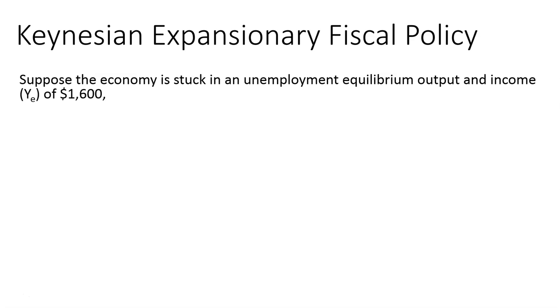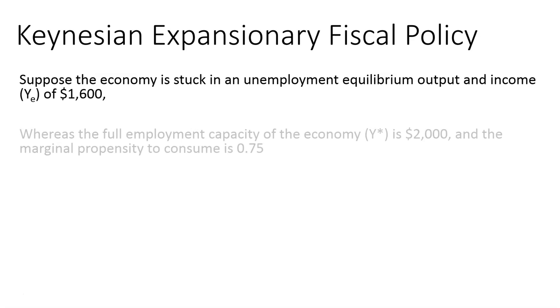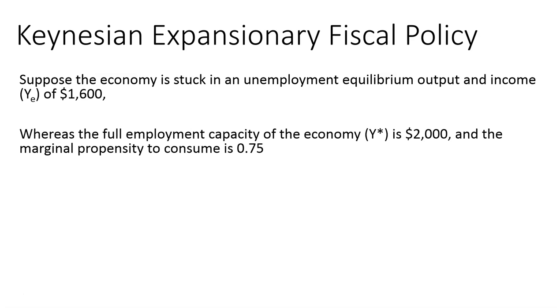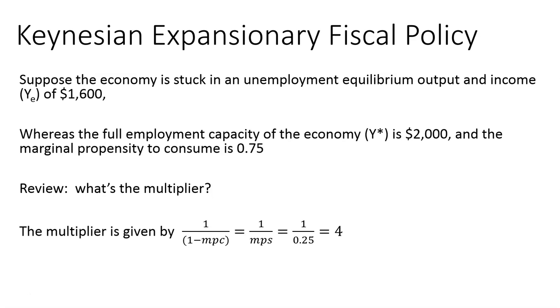That is to say, in equilibrium, the economy is producing $1,600 worth of output, but we know that if the economy were fully employed, it would be producing $2,000 of output and income. Suppose also that autonomous consumption is $100, intended investment is $300, and the marginal propensity to consume is 0.75 or 3/4. If the marginal propensity to consume is 0.75, then what's the multiplier? By now, you should be able to make that calculation.